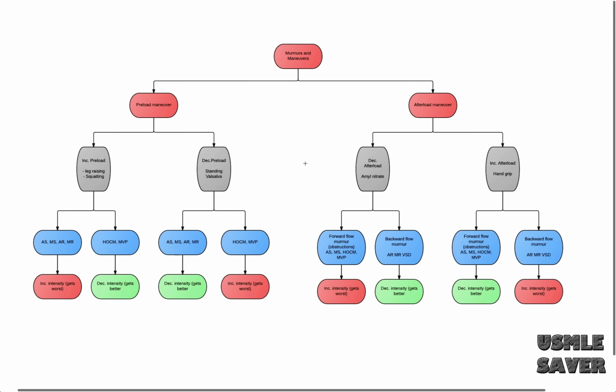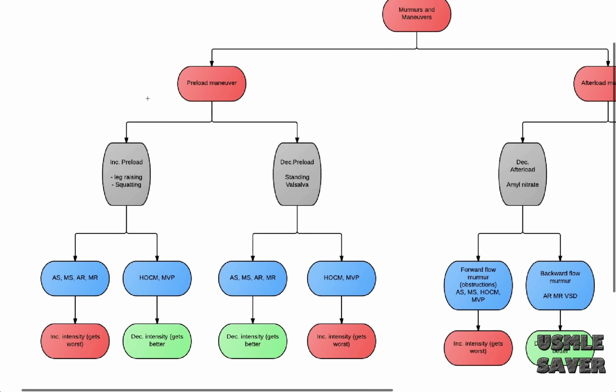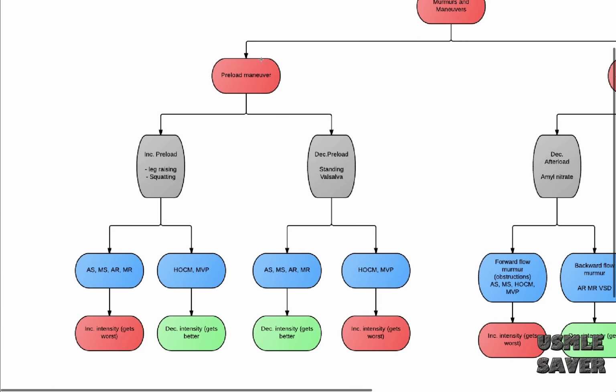So let's start with preload maneuvers. With given maneuvers, you either increase preload or decrease preload. Examples of increase in preload are leg raising, squatting, or anything that increases the venous return. And examples of decrease in preload are standing, Valsalva, or anything that decreases venous return.